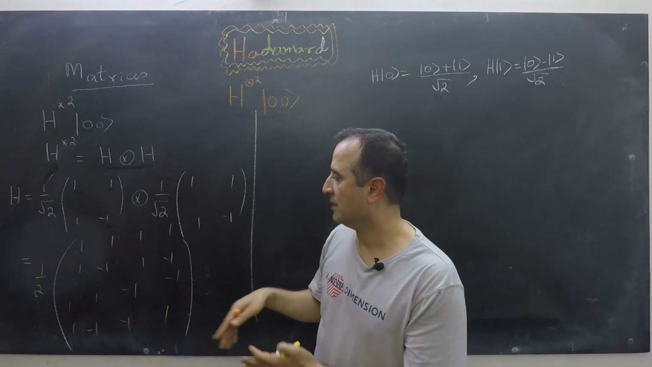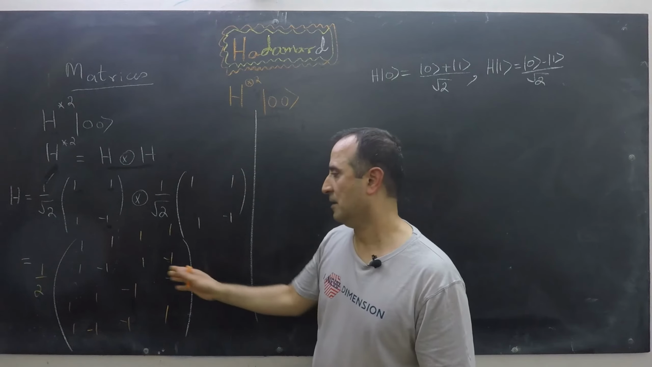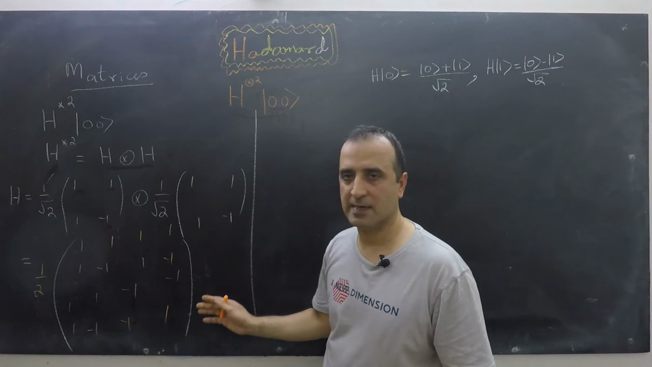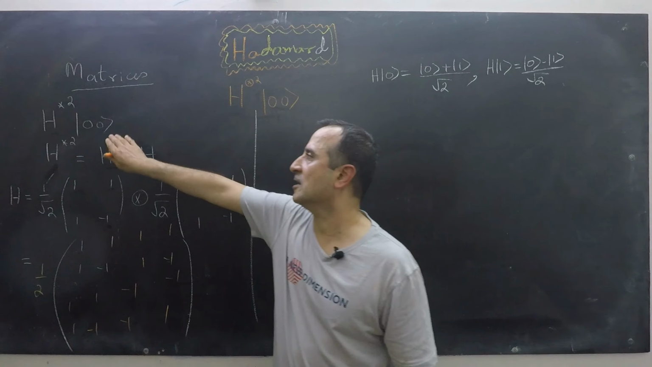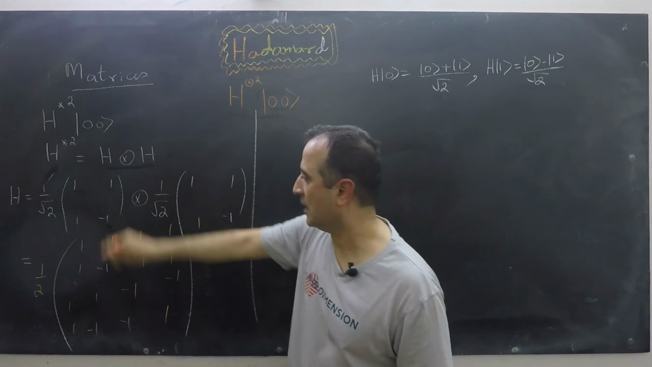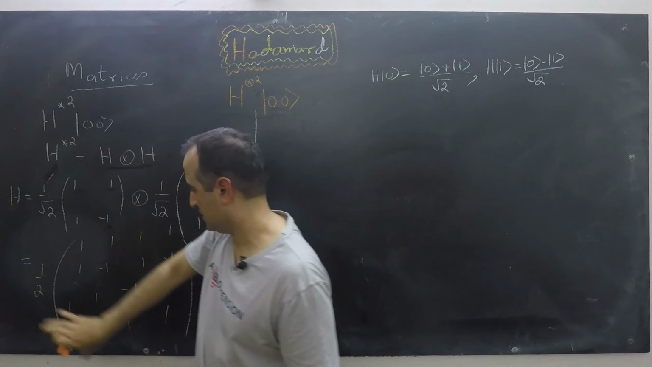We have to basically once again tensor product this matrix with another Hadamard gate, but we are not doing that in this video. So now I have to find the result of this thing. So I have found what this is, which is this.